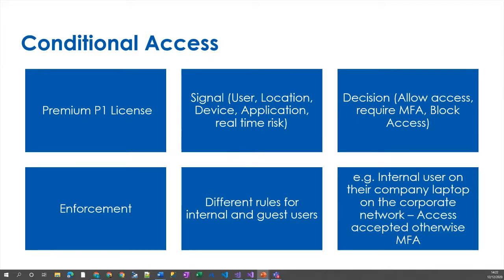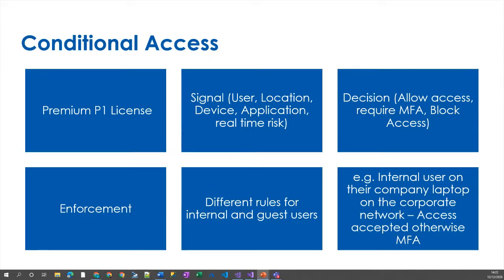And the next stage is what's called a decision. So the decision is, do we allow access? Do we require multi-factor authentication, or do we block access? And that's based on the rules that we put in place, based on the signals we've got. And then there's enforcement of that. So if it's allow access, you'll get straight in. If it's MFA, you'll go through the MFA route, and block access.